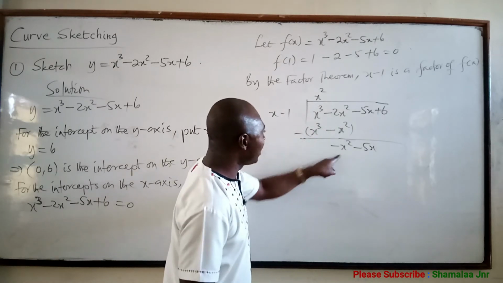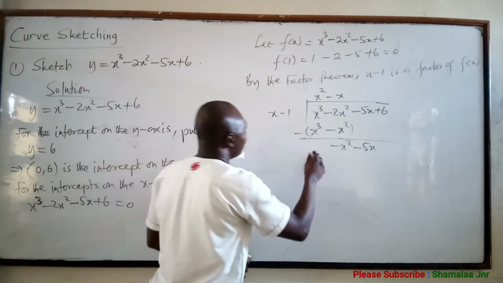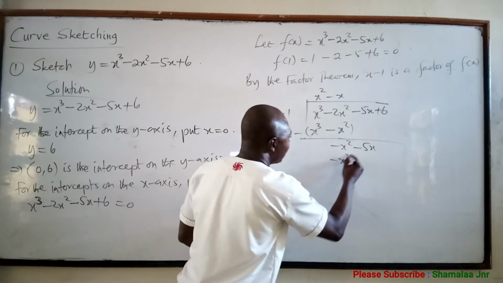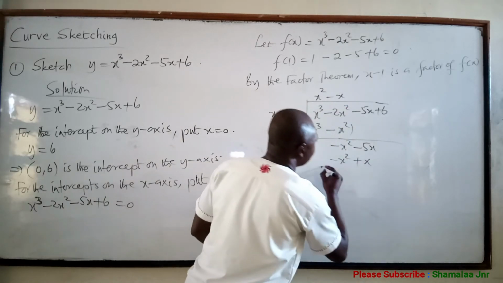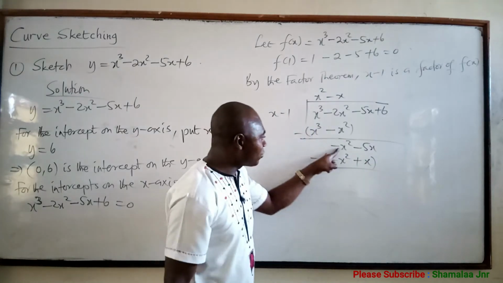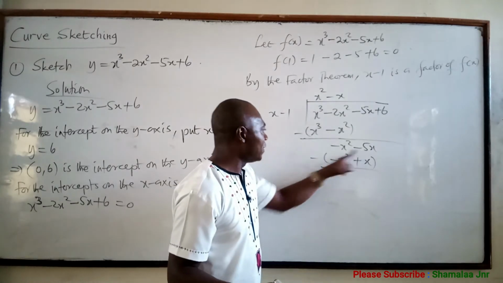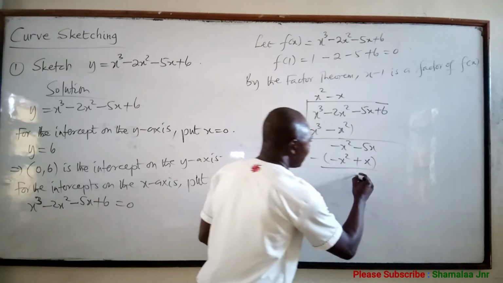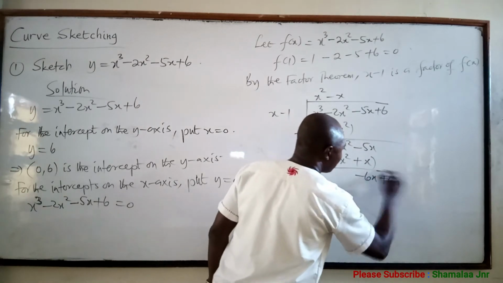Now, x goes into negative x squared, negative x. Negative x times x will be negative x squared. Negative x times negative 1 will be positive x. So that this way, and then subtract this from this. Now, negative x squared minus x squared will go to 0. Negative 5x minus x will be negative 6x. Then bring the next term, plus 6.